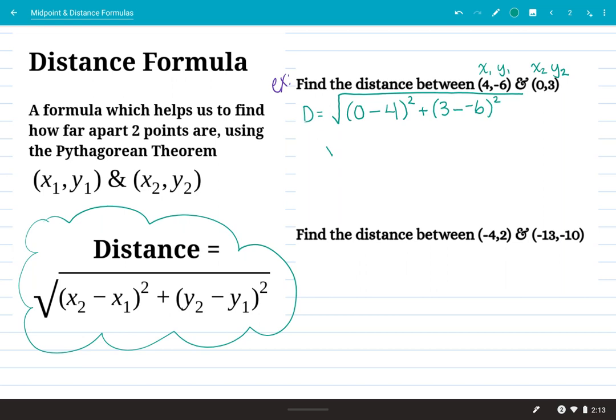So 0 minus 4 is negative 4. And if I square it, negative 4 squared is going to give me 16. Plus, if I do 3 minus negative 6, that's going to give me 9. 9 squared is 81. And if I add them together, I'm going to get 97. Now here's where you're going to use the square root button. So you're going to go second and then x squared, put 97, and then you should have an answer.